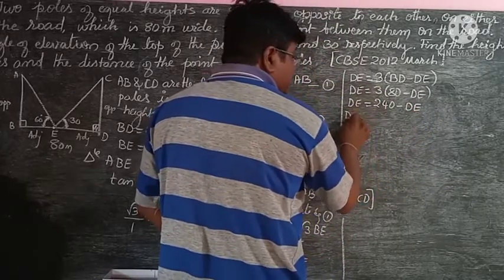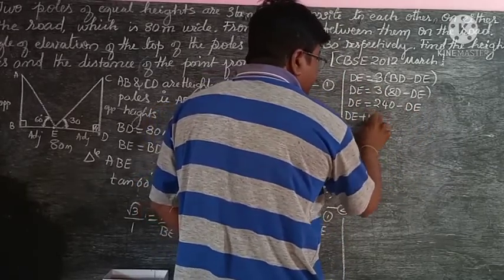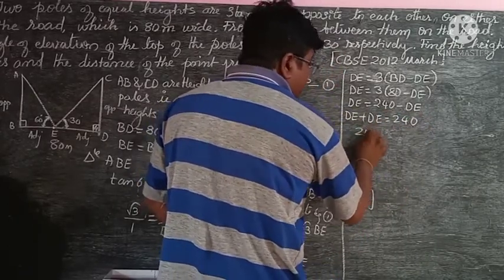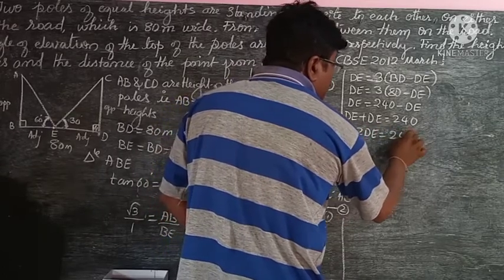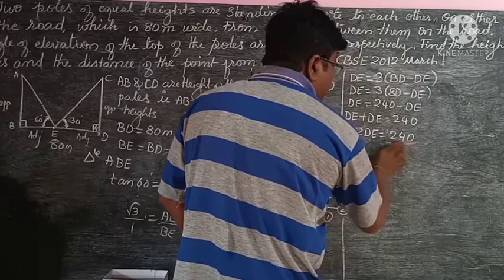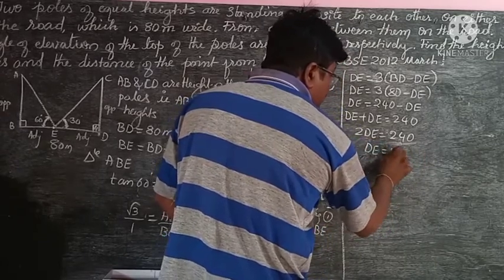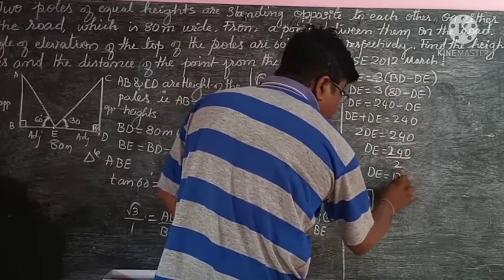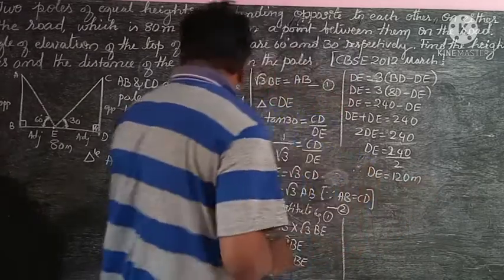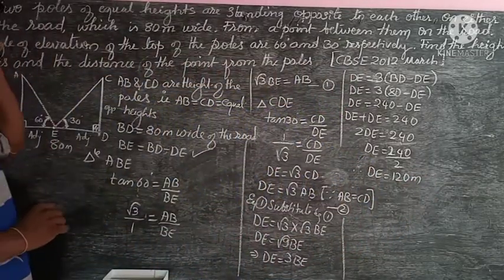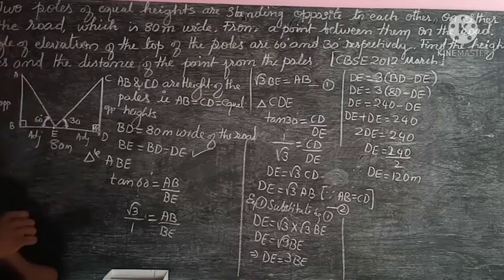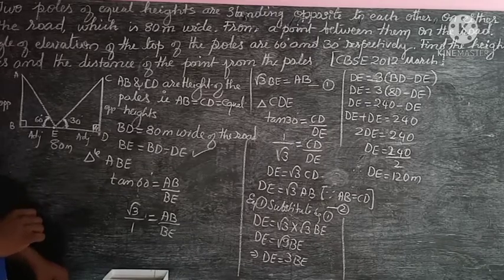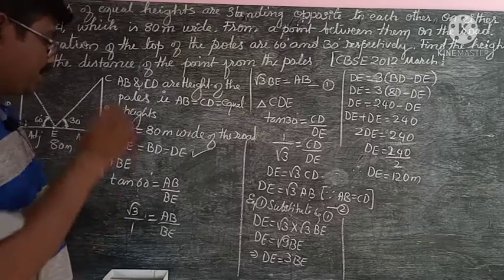So you can transpose this one, DE plus DE is equal to what? 240. 2DE is equal to 240. Therefore DE is equal to 240 divided by 2. Therefore DE length is how much? It is 120 meters we are obtaining. DE is equal to what? 120. Is it right? So 120 we are obtaining, that is what the DE value is.